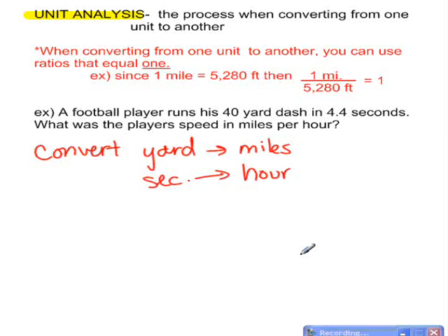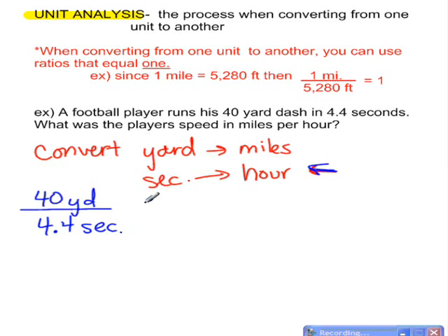Now, when converting, what I like to do is take it one at a time. You can do both at one time, but I like to take it one at a time. And so, let's actually work with the seconds and hours first. So, let's write down our information that we have. This guy runs 40 yards in 4.4 seconds. Now, keep your units going because units play an important role in unit analysis. What do we know? If we're going to work with the seconds and hours, we're going to multiply by a ratio that equals 1, meaning the same information about seconds.